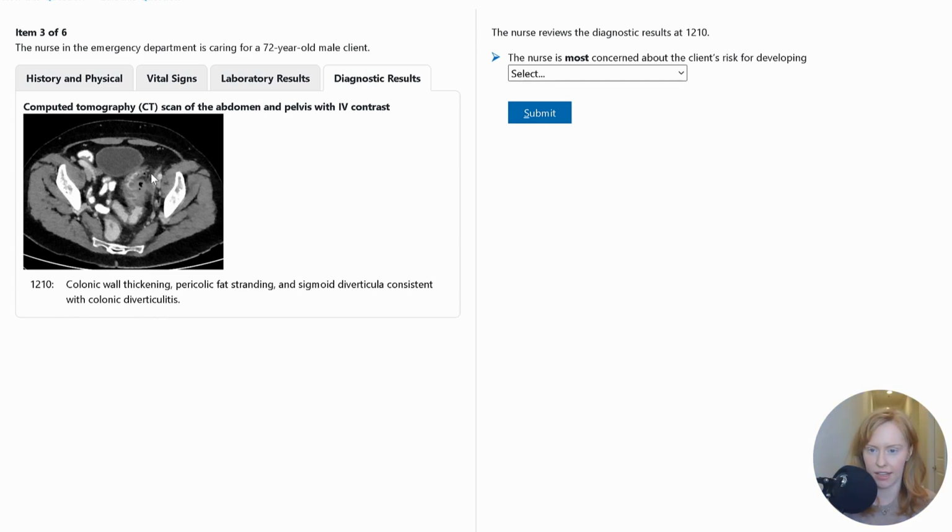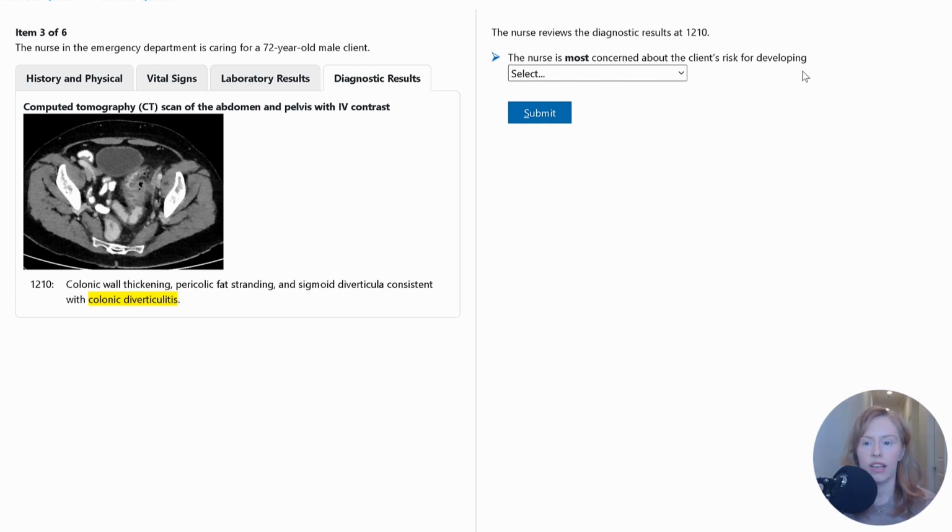And you can kind of see here, we've got some of these outpouchings on the sigmoid colon. And so yes, we're correct. We saw that this client has all findings consistent with diverticulitis, and now our imaging has confirmed that.